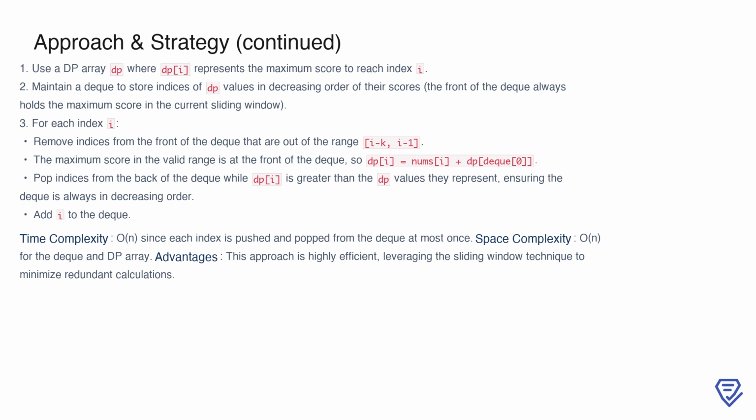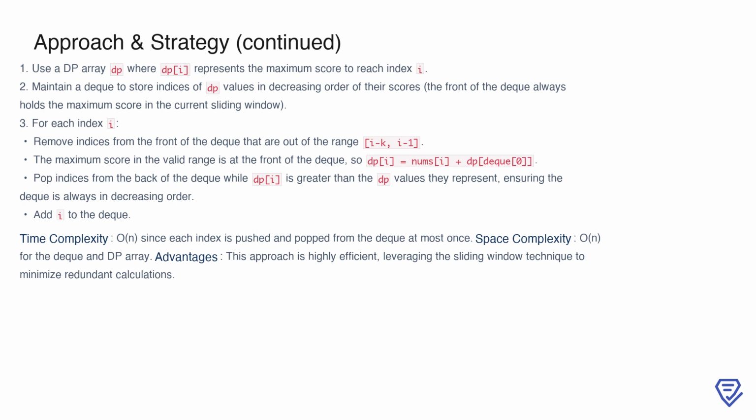The idea is to utilize a dynamic programming array, dp, where dp[i] represents the maximum score to reach index i. Instead of explicitly evaluating all possible jumps within the range [i-k, i-1], we use a deque to maintain indices of dp values in decreasing order of their scores. This ensures that the front of the deque always holds the maximum score within the current sliding window.